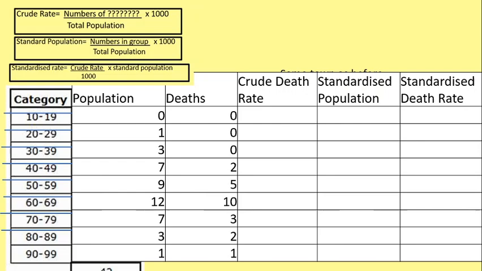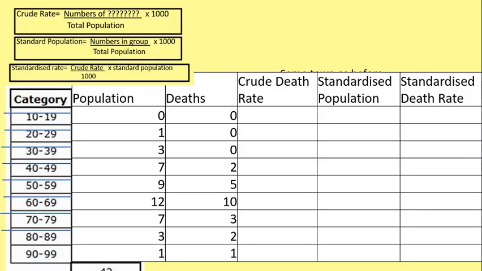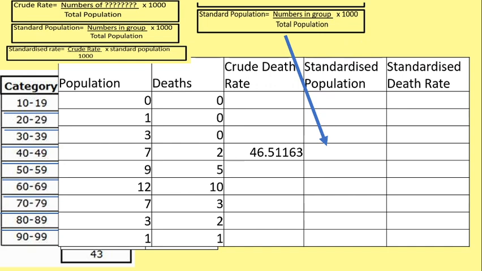So pause the video. Right, to talk you through it. I'm actually going to choose this one here because it's got a bit of data. I imagine the top ones would just be 0, 0, 0. So for my crude death rate, I'd have to do my deaths, which is 2, divided by my population, which was 43. Let me double check that. Yep. And then I times that by 1,000. Okay, good. 46 point whatever.